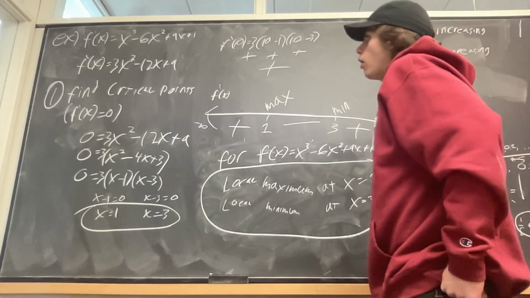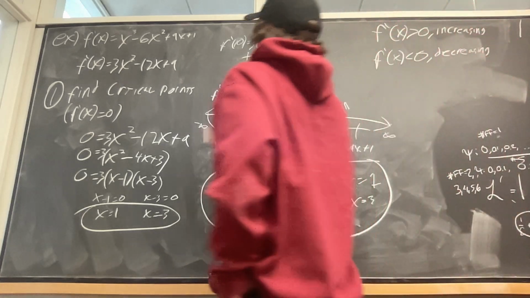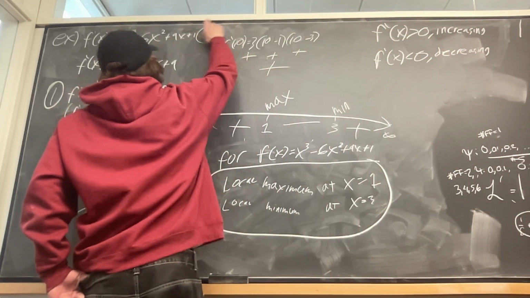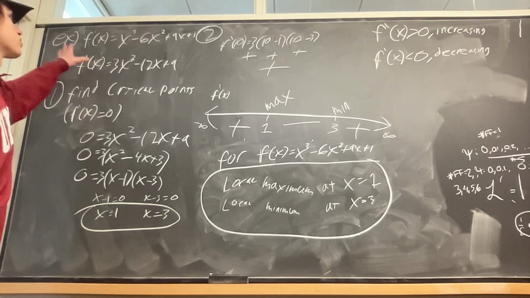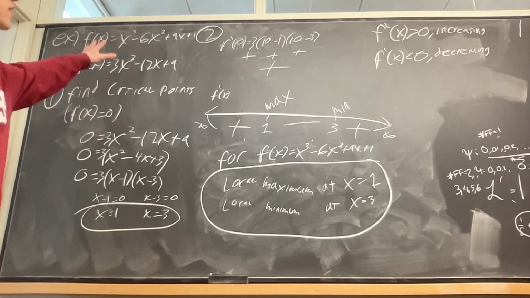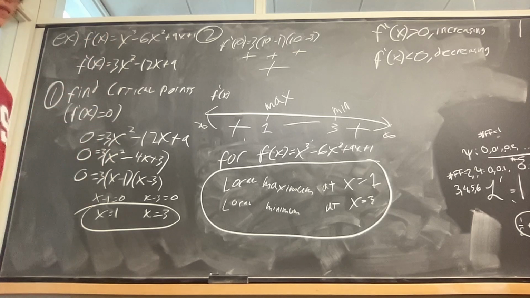Oh, also, I should have noted, yeah, I should have had this as step 2. So we're just going to overview this again. We have our original function, f of x equals x cubed minus 6x squared plus 9x plus 1.